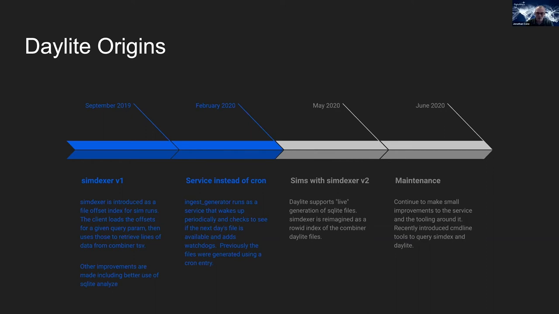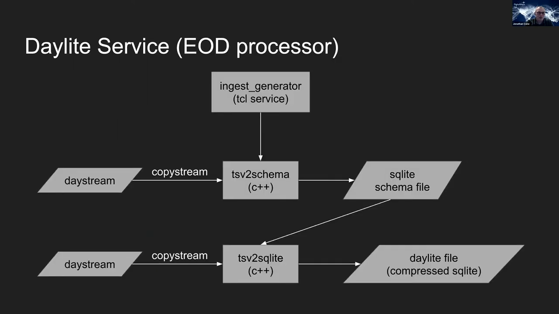writing into those boxes. And then we come in today and basically we're in a maintenance mode, continue to make some small improvements. We recently released a couple of command line tools for developers to use to kind of quickly get at that data without having to write TCL scripts to access the interface. So let's take a look at sort of the overview of how this works and the sort of collection of programs that are our Daylite.